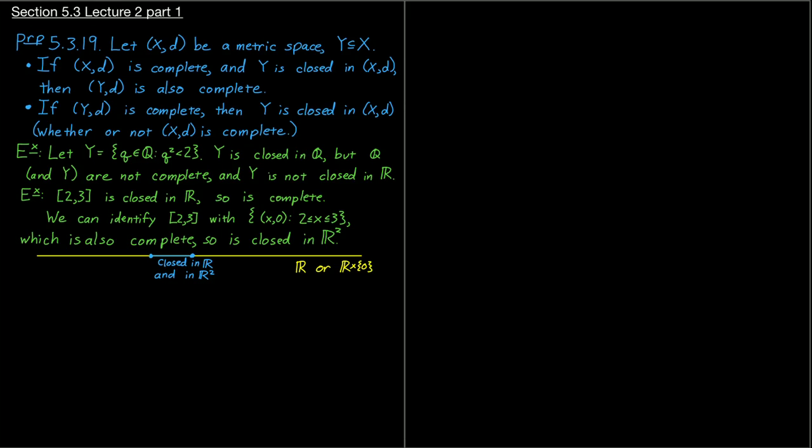We know that if we add other stuff, if we pop it into R2 or R3 or anything like that, it's going to still be closed. So you can't stop being closed by adding more stuff around your metric space. And this doesn't work with open sets, not even in complete metric spaces. If you take a set that's open in the real numbers, so an open interval, this is open in R, but not in R2.